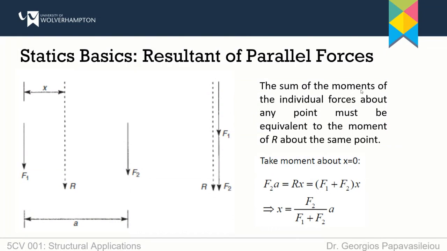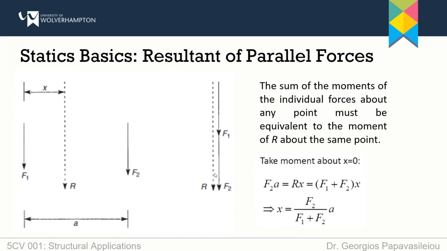So when you have a number of forces, in order to calculate the resultant of these forces, if they are parallel, it's not that difficult. What you need to do is to calculate the moment of all of these forces about the same point. You can select any point arbitrarily. Typically, we select a point in the direction of at least one of these forces, so that its moment will be zero. But as I said, you can select pretty much anything.